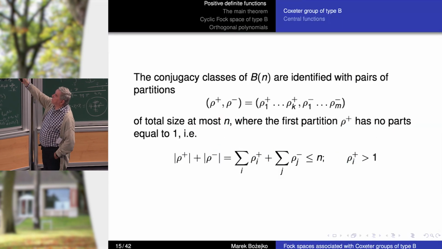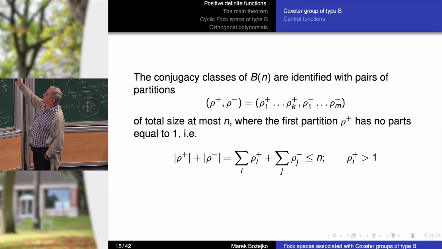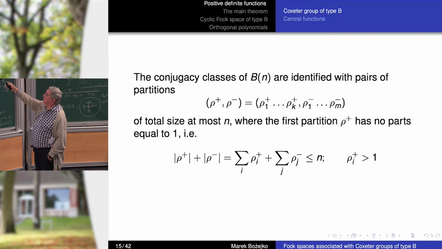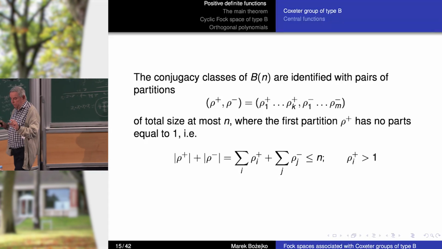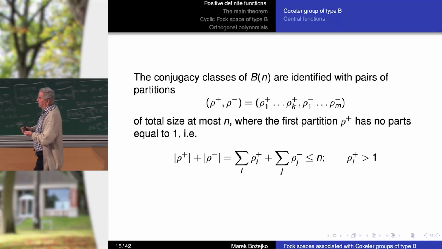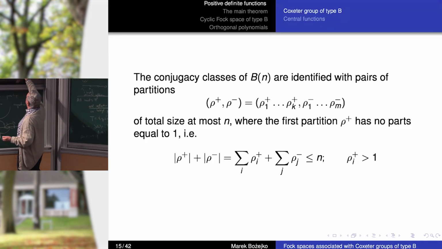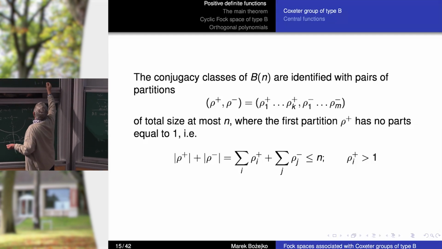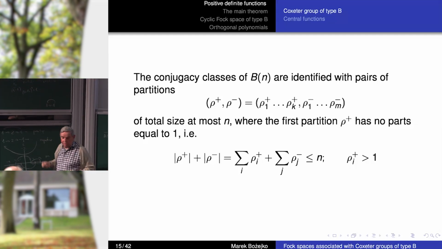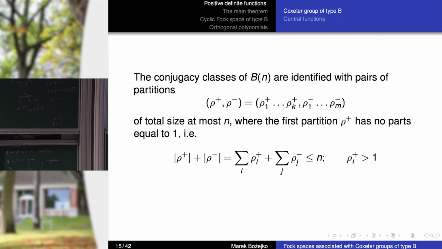And so the conjugation class of that group is given by a pair of partitions of numbers, sigma 1, sigma k, with total size at most n, when the first partition has no parts equal to 1. So this is connected with the positive, and negative can be negative. The simplest negative is 1 comes to -1. So it's like the negative. 1 goes to -1, and then -1 goes to 1 by definition. So this is trivial in some sense, but most important.